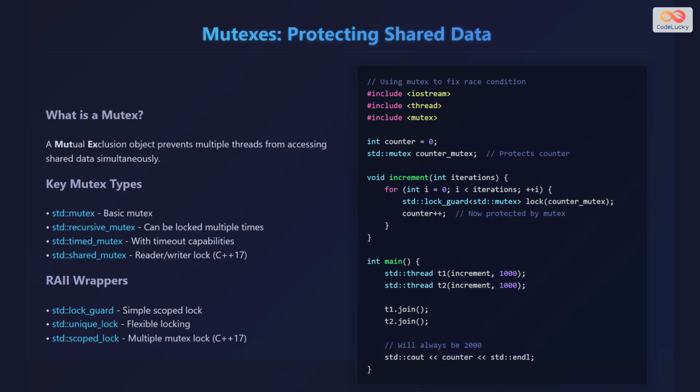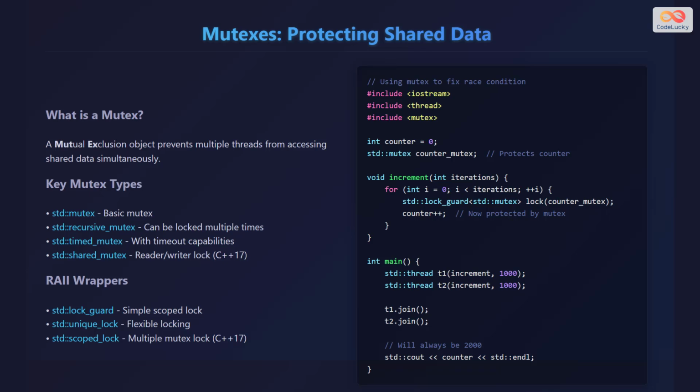To tackle race conditions, we use mutexes. A mutual exclusion object prevents multiple threads from accessing shared data simultaneously. Key mutex types include standard mutex, which is a basic mutex, recursive mutex, which can be locked multiple times by the same thread, timed mutex, offering timeout capabilities, and shared mutex, a reader-writer lock available from C++ 17.